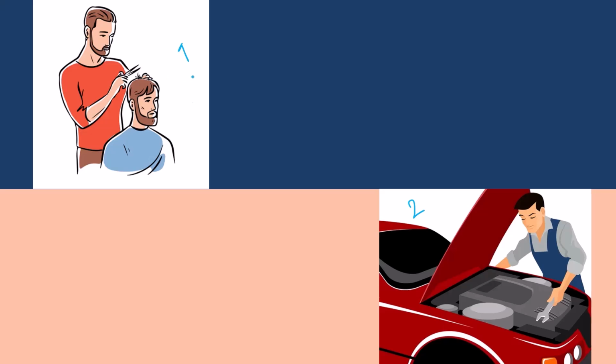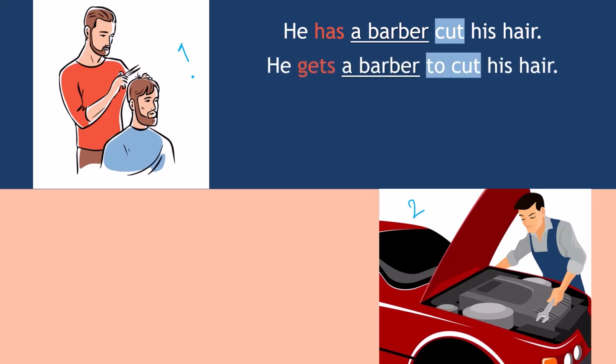Let's talk about the structure of these sentences. For the first picture, I can say, he has a barber cut his hair, or he gets a barber to cut his hair. The meanings in these two sentences are the same. Well, have and get most of the times have the same meaning. And as you see, have has changed into has and get has changed into gets.